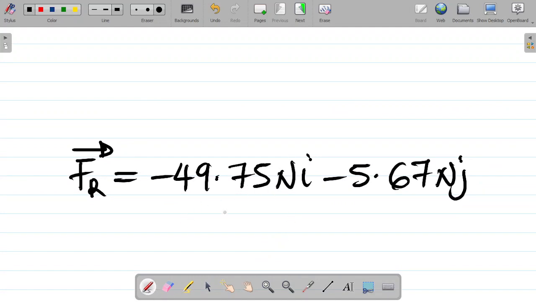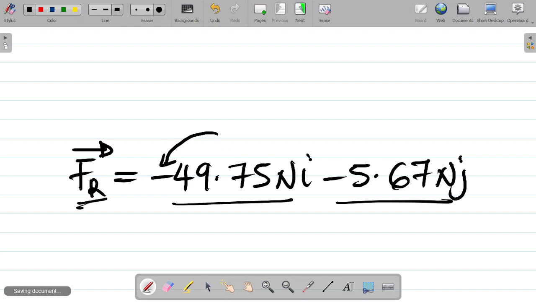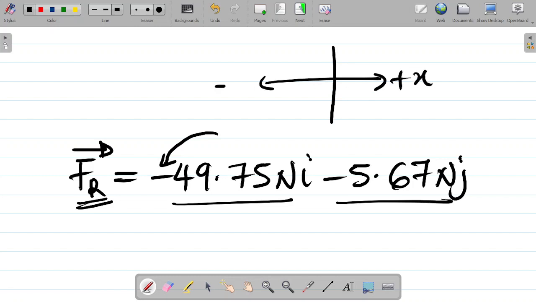Alright. Now when it comes to drawing the diagram, all you have to do is get the value of sigma Fx, which is this, and sigma Fy, which is this. Now observe that the sign attached to the Fx is negative. That means Fr will fall in the negative part of x. Now if you have a Cartesian coordinate like this, this is positive x, this is negative x, upwards is positive y, downwards is negative y. Observe that the sign attached to sigma Fx is negative. That means it will be in the negative x region.